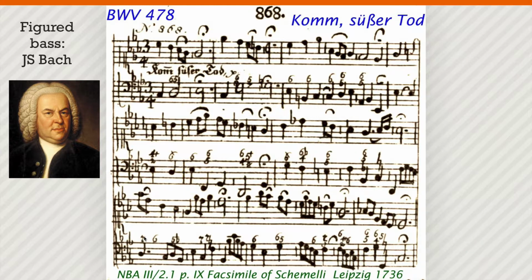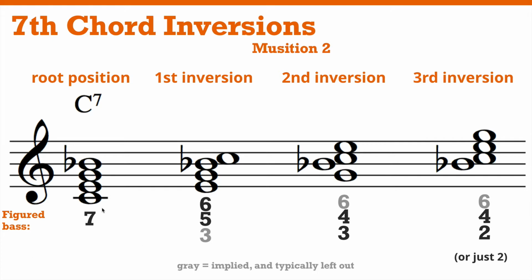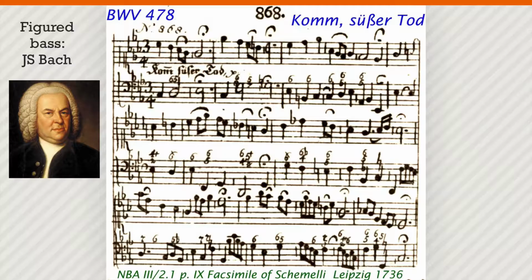If it just says 7, that means it's a dominant 7th chord in root position. So for whatever note that is, there's a dominant 7th chord in root position. Again, this isn't critical. I just want you to see where it came from, and that at one point in time, all this analysis was how musicians played.